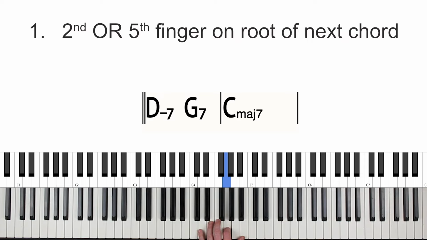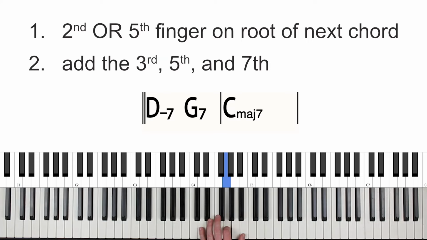Step 2, build the rest of the chord from this position in the order of 3rd, 5th, 7th. My second finger is glued to this G. If I build the chord around that, the major 3rd has to go here, the 5th has to go down here, and the minor 7th has to go in the middle. And now we have a second inversion position for G7.